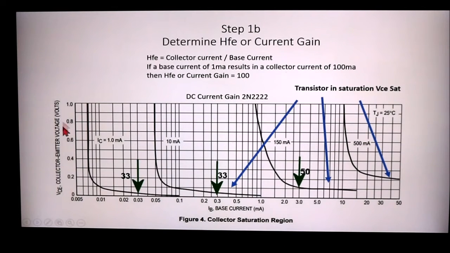So again, this axis here is the collector to emitter voltage. This tells you how good a switch it is. Do you have 1 volt across that switch? Is it dropping 1 volt, or is it dropping much less? Like in our case, at this horizontal line, it's dropping 0.1 volts. That's pretty good. So we got a gain of 50, a collector to emitter voltage of about 0.1, and we know it's in saturation mode because any more base current is not going to reduce the voltage across the collector and emitter.